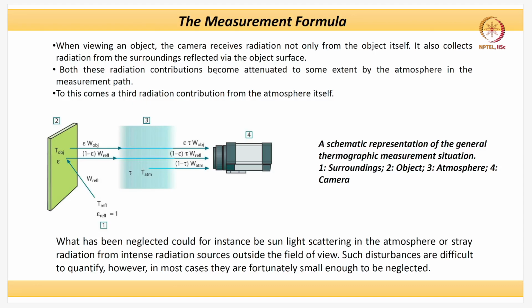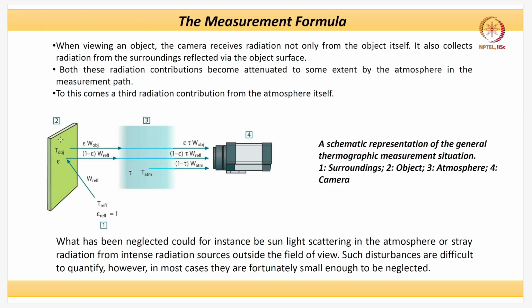So both these radiations become attenuated to some extent by the atmosphere, because the atmosphere is in the measurement path, so it should absorb; it should also behave in the same way as a medium. To this comes a third radiation contribution from the atmosphere itself. What has been neglected, for instance, is sunlight scattering in the atmosphere or stray radiation from outside the field of view. These disturbances are difficult to quantify, but in most cases you should do the measurement in a setting where these things are minimal.